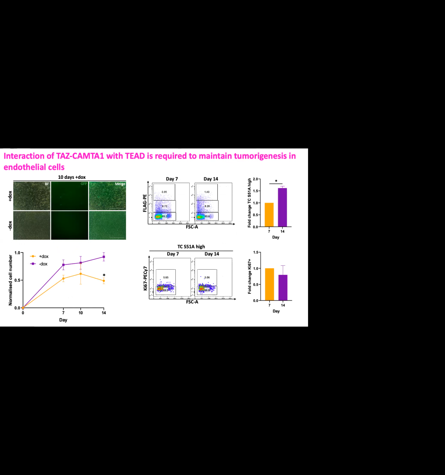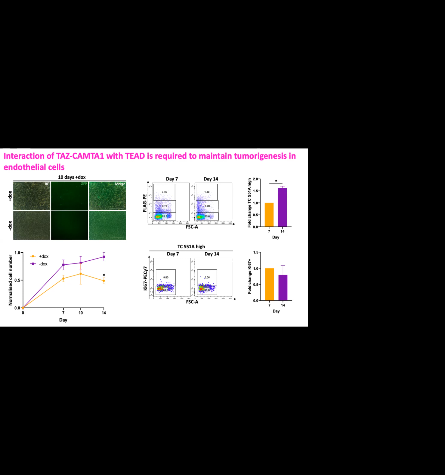But what we wanted to do now was to look a bit further into the interaction of TAS-CAMTA1 and TEAD. So obviously all of the previous publications had shown how important this interaction is, and that TAS-CAMTA1's interaction with TEAD is definitely needed for its tumorigenesis. But obviously our initial data showed that the S51A TEAD binding mutant could still cause DNA damage, so that suggested that that was independent of its interaction with TEAD.